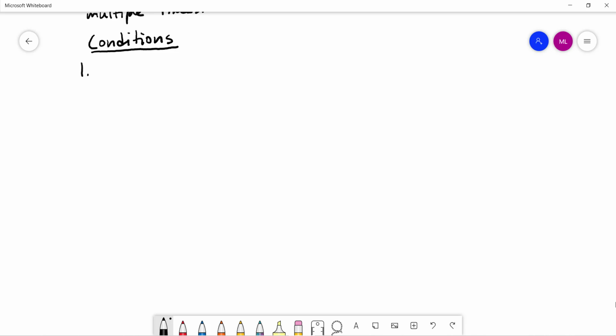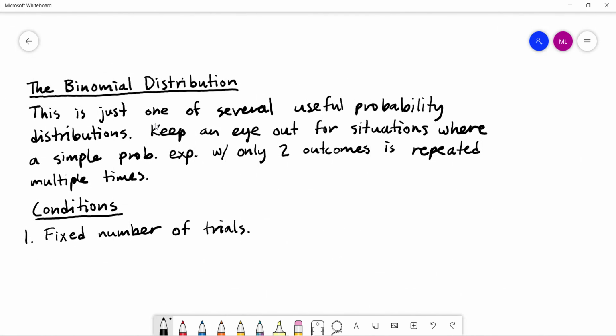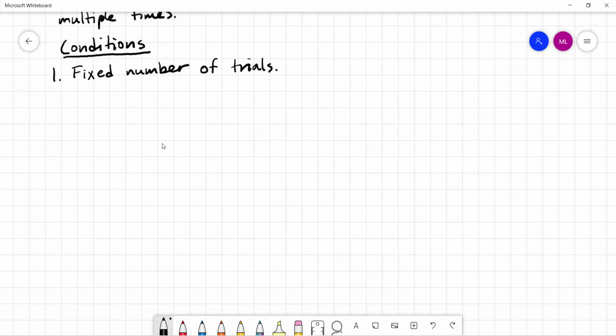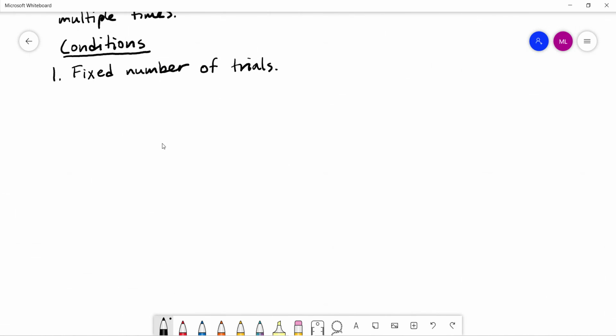The first one is that we need a fixed number of trials. A trial is just one repetition of this experiment. I said that we're going to repeat a probability experiment multiple times. We need to know what that number is ahead of time. I can't just have it be open-ended and say, let's repeat this experiment a bunch of times. I have to say, let's repeat it 7 times, or 10 times, or 100 times. We have to pick the number of times that we're repeating it. That's what I mean when I say we need a fixed number of trials. It has to be specified.